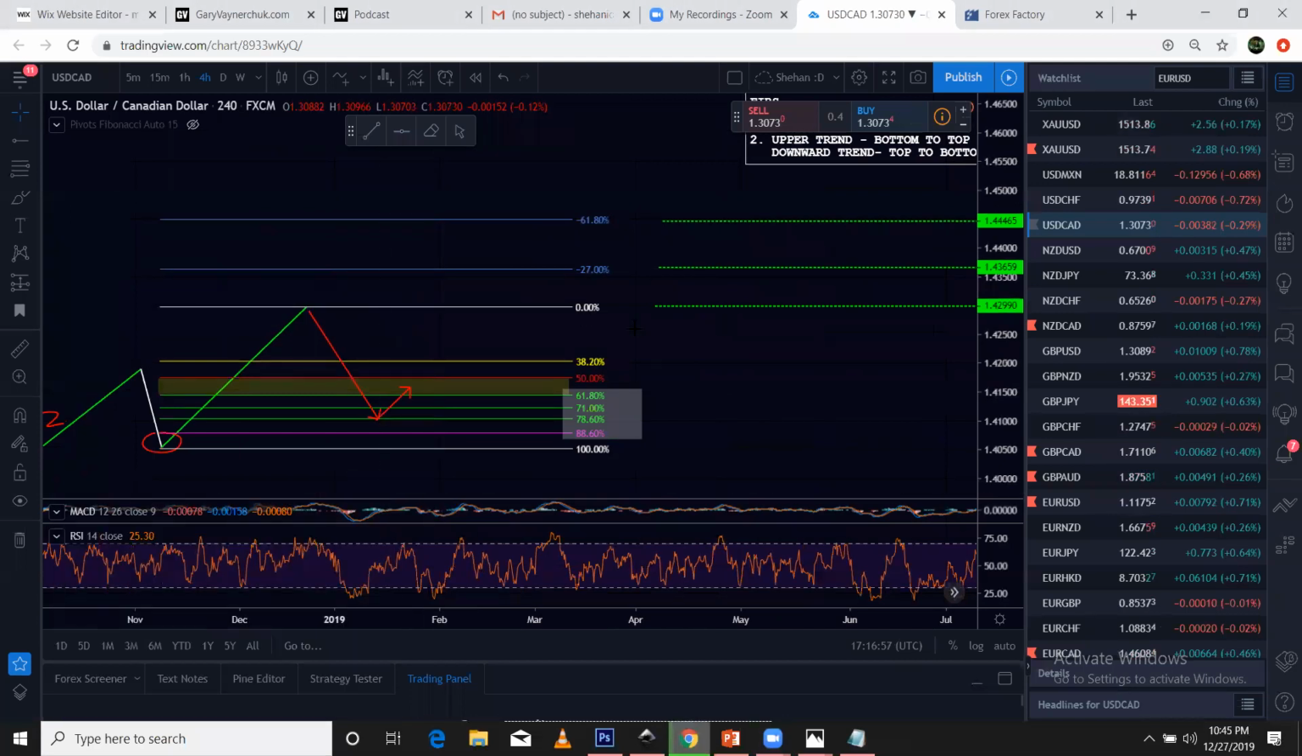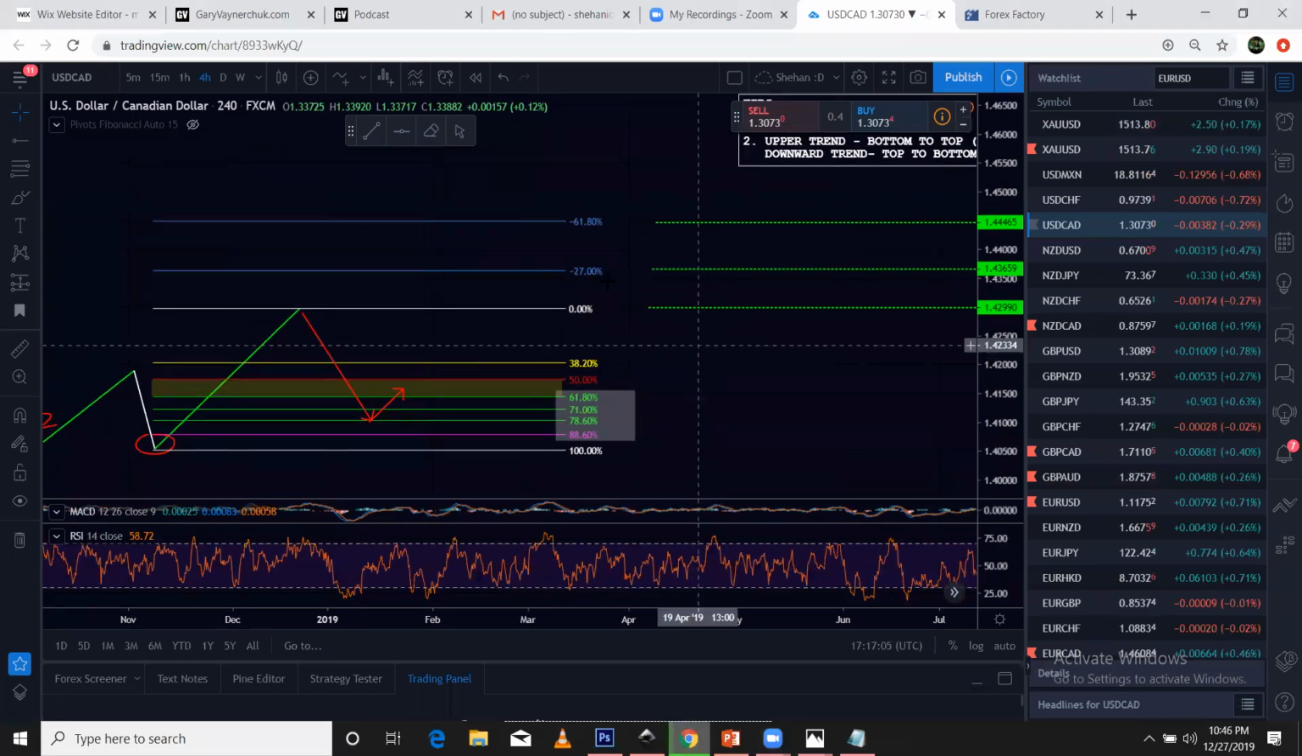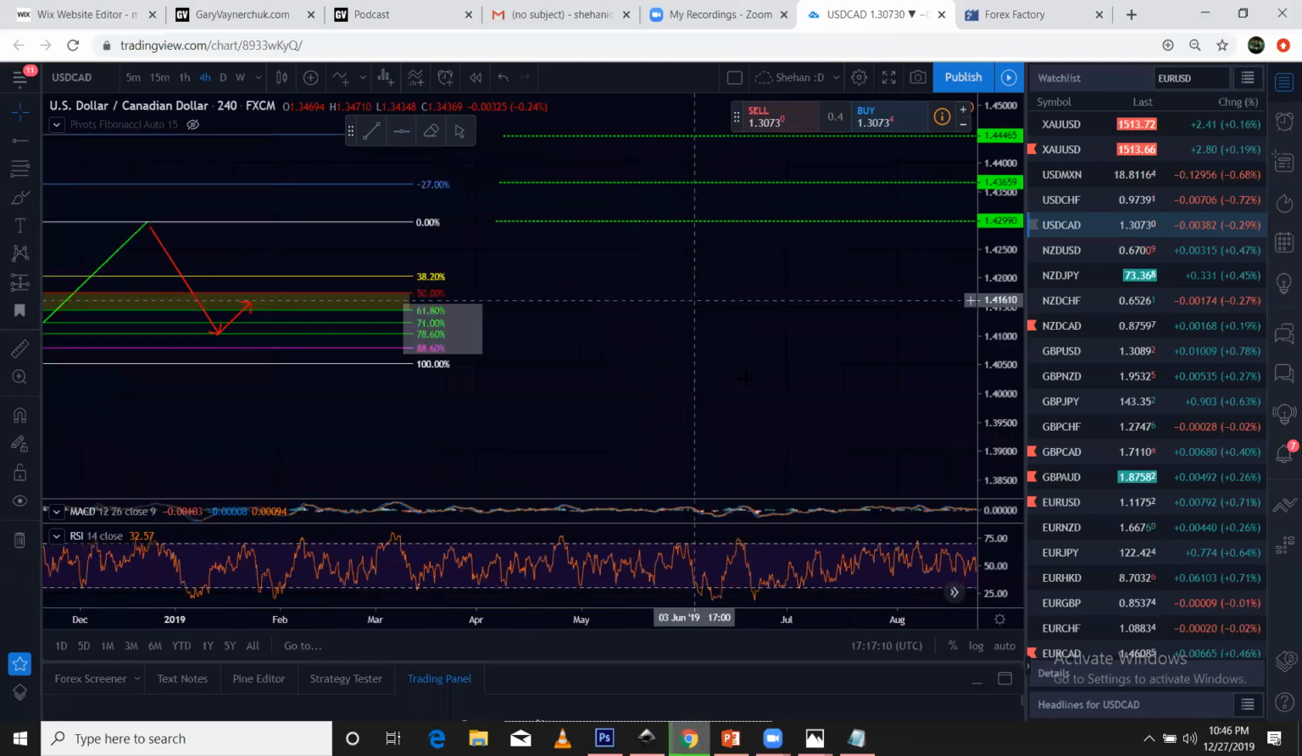Yeah, it might go beyond this, or it might not even come to my 27. It depends, right? But I'm mostly concerned with 27. If not, I'm anyways trailing my stop loss, so it's not an issue. Oh, okay.